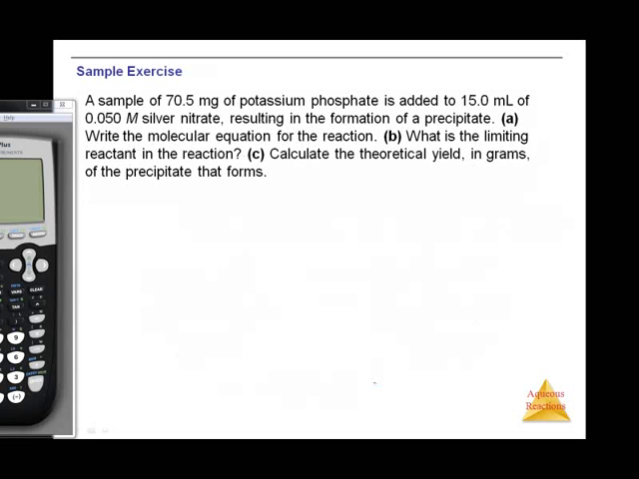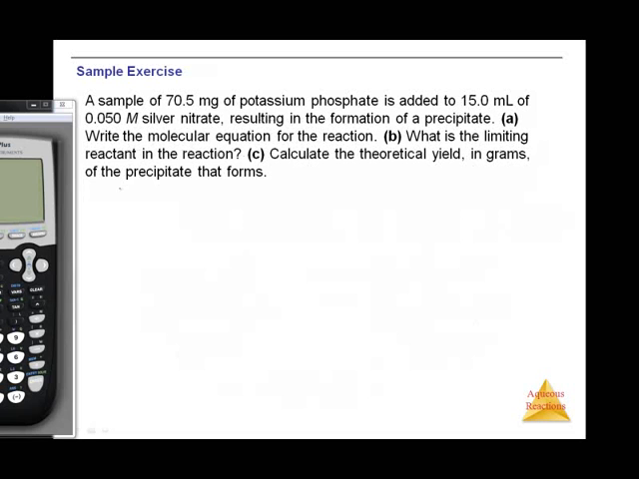Okay, so a sample of 70.5 grams of potassium phosphate is added to 15 milliliters of silver nitrate, resulting in the formation of a precipitate. Write the molecular equation. What's the limiting reactant? Calculate percent yield, the theoretical yield in grams of that precipitate. Whew, this is a big one.